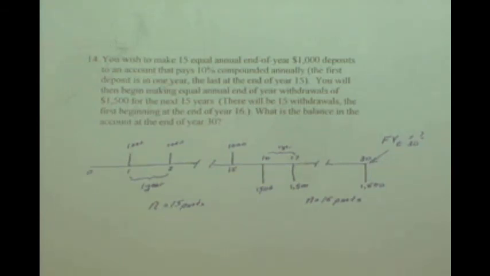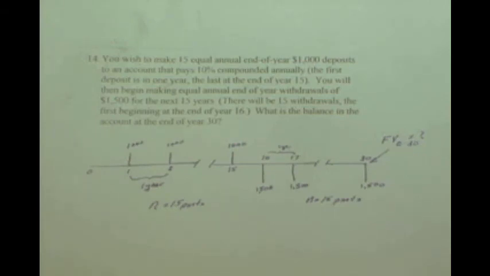First, we're going to make 15 equal annual end-of-year deposits of $1,000 into our account. The account pays 10% annual interest, compounded annually. We'll make the first deposit in 1 year, so that our last deposit will be at the end of year 15.